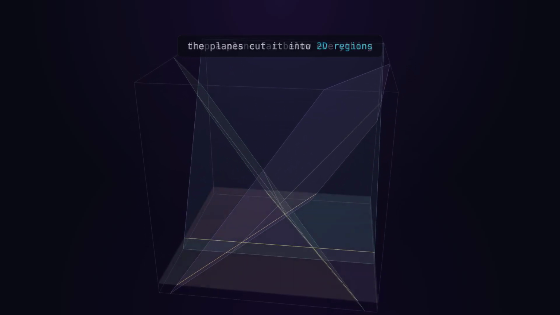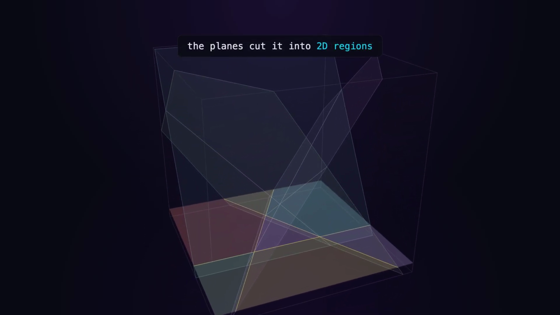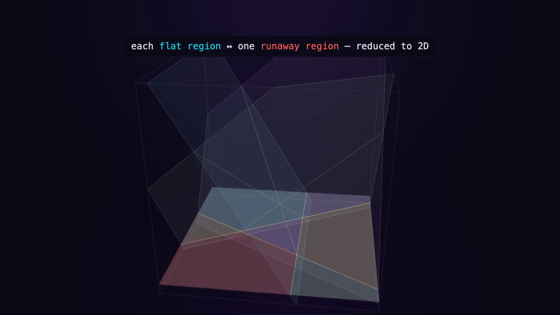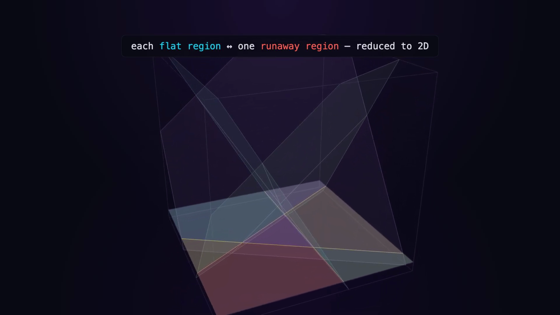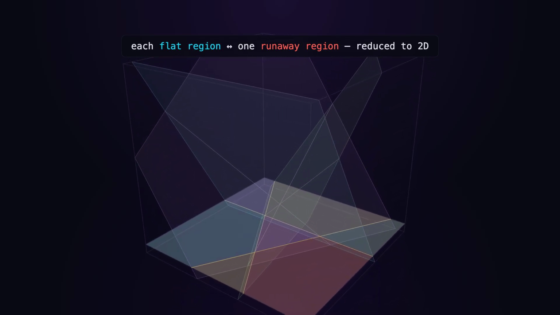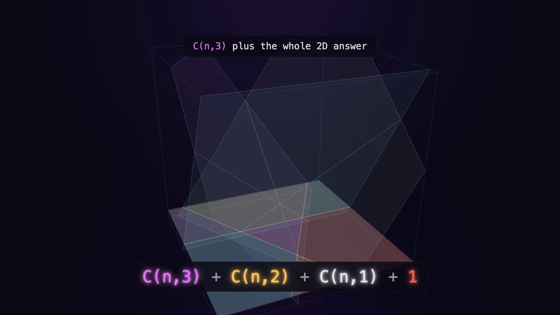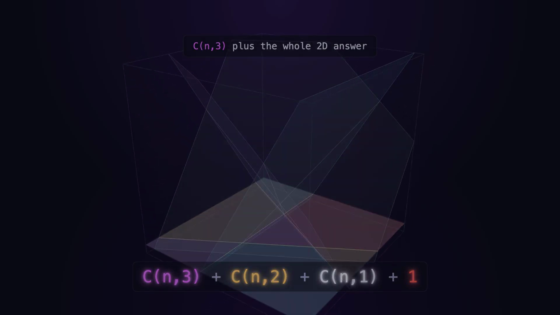Our 3D planes divided into 2D regions, and each 2D region matches exactly one runaway region. So we've reduced it to 2D. Count the regions n lines make. Stack them, n choose 3, plus the 2D answer.